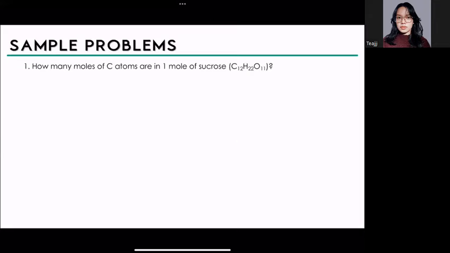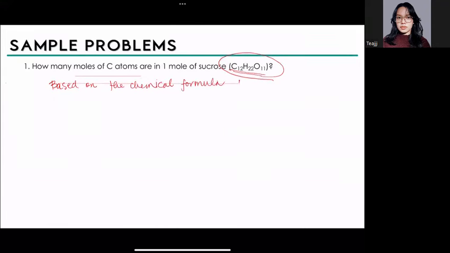First, you can just say, kasi binigyan na tayo ng chemical formula, di ba? That chemical formula already tells us how many moles of each atom is necessary to create 1 mole of the compound. So sa chemical formula pa lang, alam na natin that, based on the chemical formula, there are 12 moles of carbon in C12H22O11.